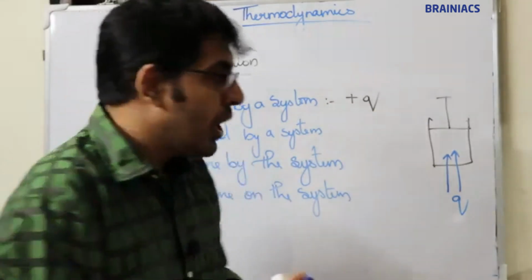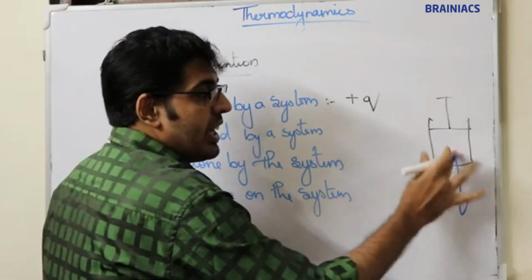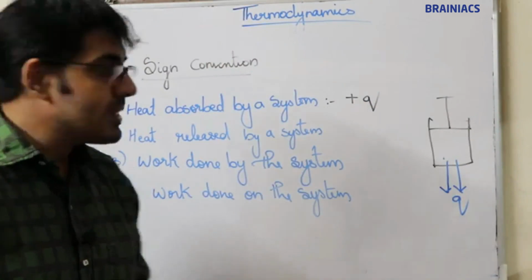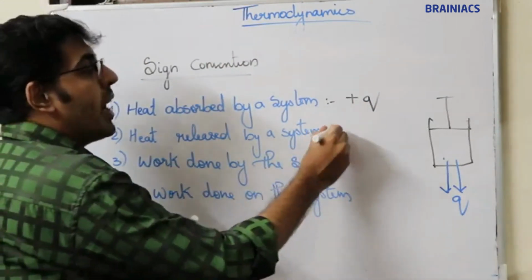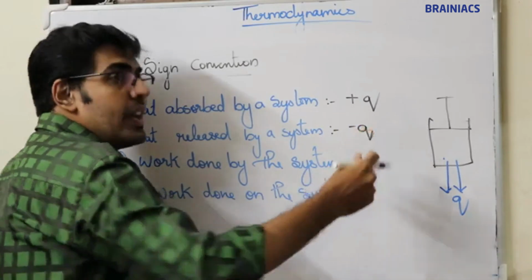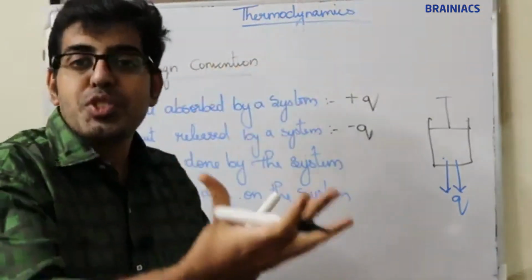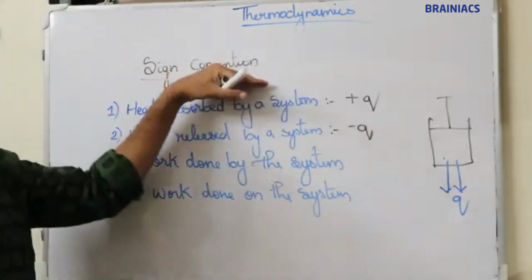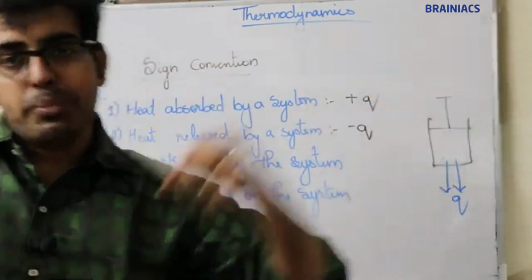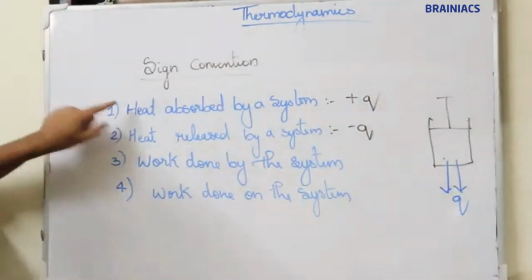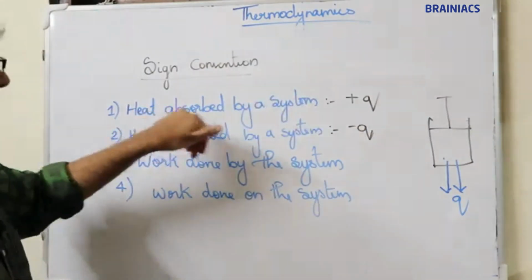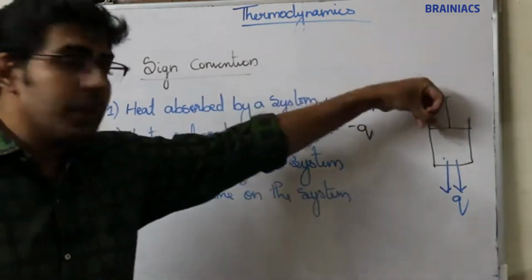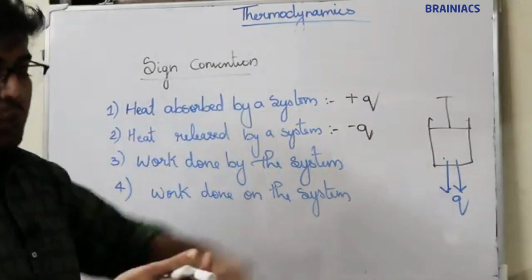At the same time, if heat energy is released by the system, it is taken as minus Q. So minus Q indicates energy is released by the system. Plus Q indicates energy is absorbed by the system. So sign convention helps us to find out whether energy is released or absorbed. In the case of heat energy, if heat energy is absorbed by a system, then it is represented by plus Q. At the same time, heat energy released by the system is taken as minus Q.